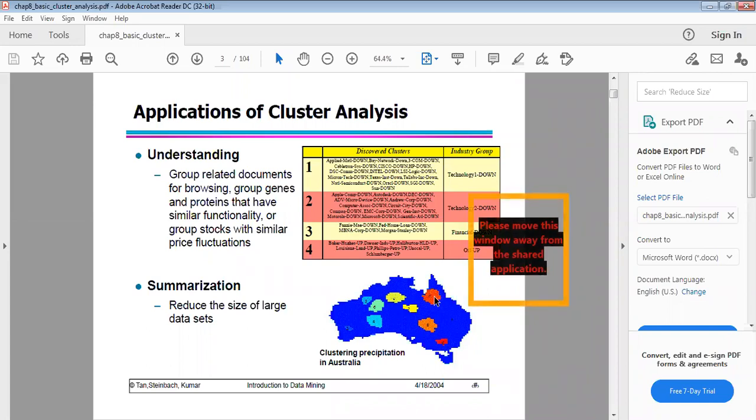See here, clustering of industry groups, the discovered clusters in different technologies. So in all these applications, mainly you use cluster analysis.